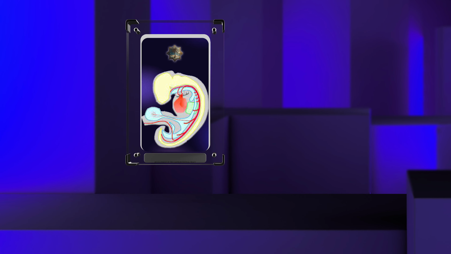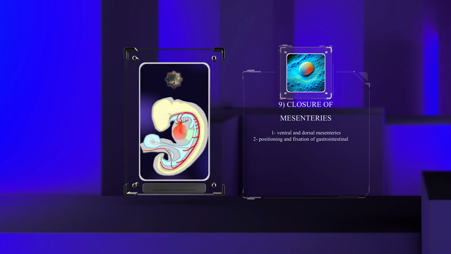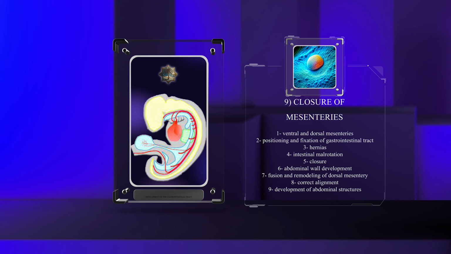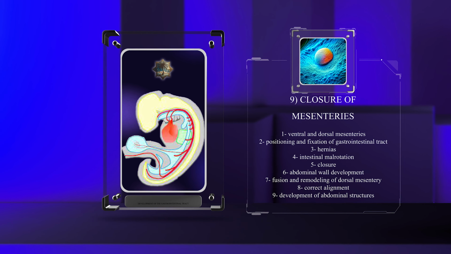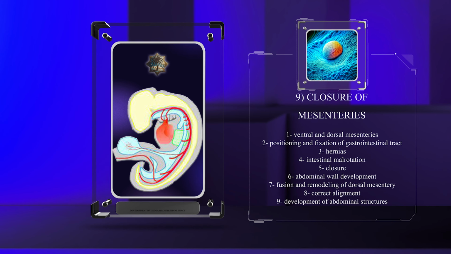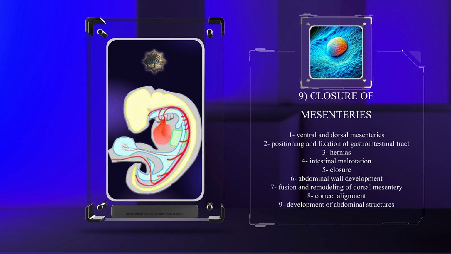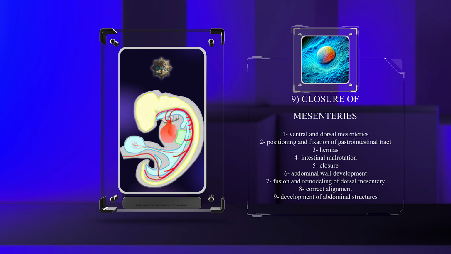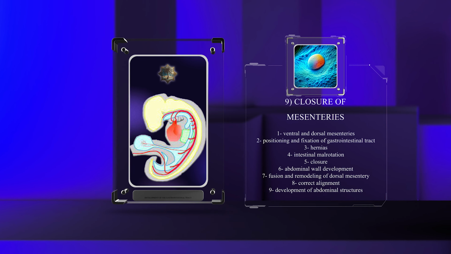The ventral and dorsal mesenteries are essential for the proper positioning and fixation of the gastrointestinal tract. Failure to close them correctly can lead to hernias or intestinal malrotation. Closure occurs during abdominal wall development, while the dorsal mesentery fuses and remodels. This process ensures the correct alignment and development of abdominal structures.